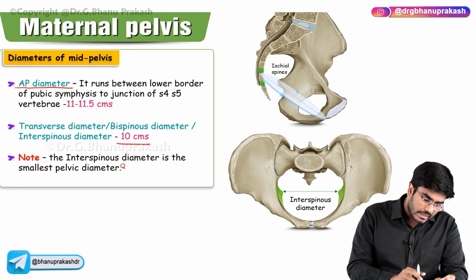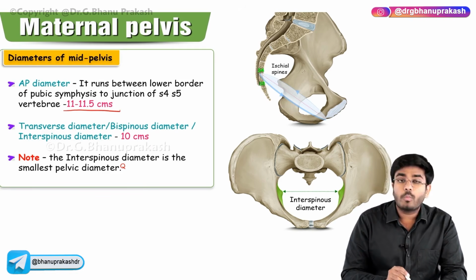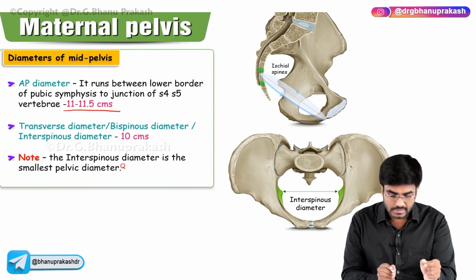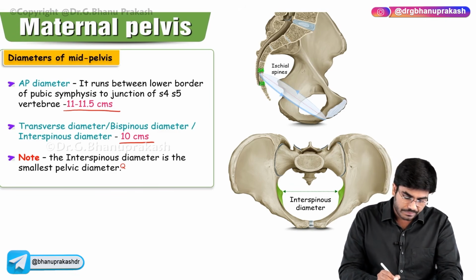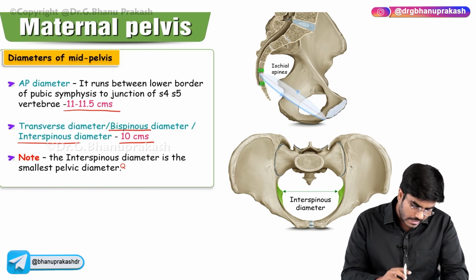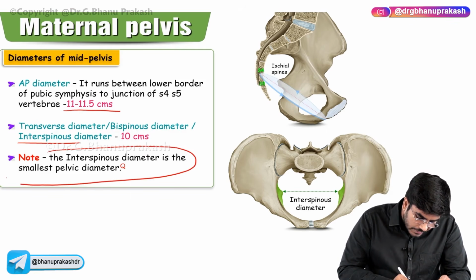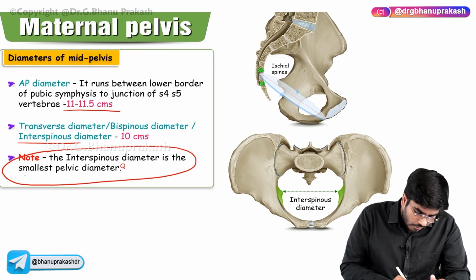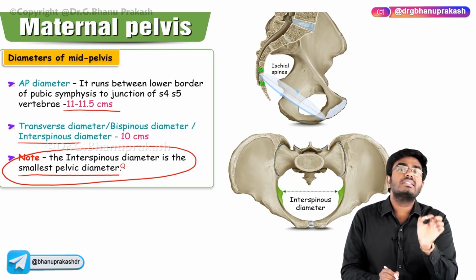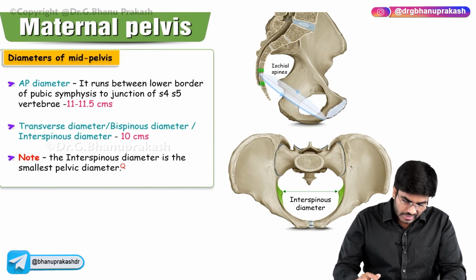A very important point is that the diameters of the plane of least pelvic dimension, or the diameters of the mid pelvis, are anteroposteriorly somewhere around 11 to 11.5 centimeters, but the transverse or interspinous diameter is just 10 centimeters. Interspinous or bispinous means between both the spines. The important point is that the interspinous diameter is the smallest pelvic diameter. Out of all the pelvic diameters, the interspinous diameter is most important because it's the smallest of all. So that's one important point you need to keep in mind.